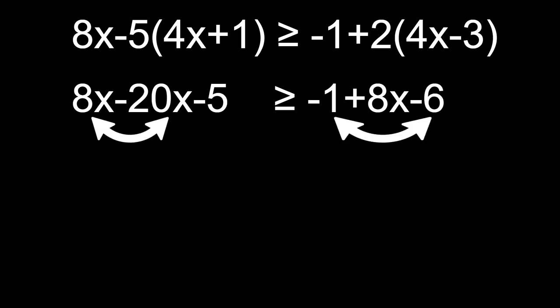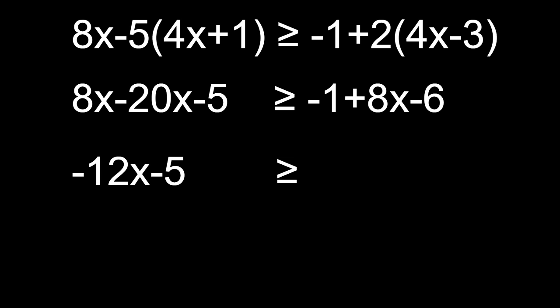From here, we could combine like terms. We got 2x terms on the left and regular terms on the right. So 8x minus 20x will give you negative 12x. Minus 5 is greater than or equal to negative 1. Minus 6 is negative 7. And you add the 8x.